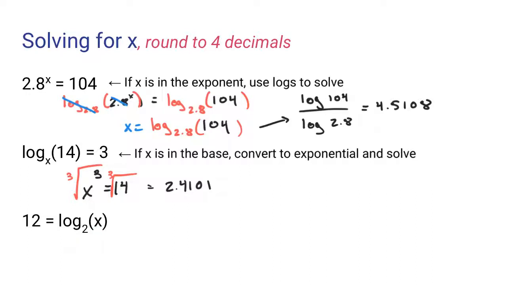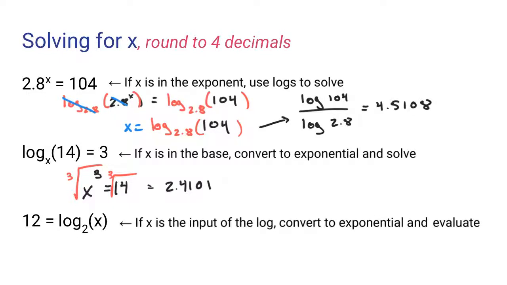Finally, we have an example where the variable, the unknown, is in the logarithm. So we know the base, we know what you're supposed to get out, and so we're going to also convert this into an exponential. So in doing that, we know what our base is. Our base has to be 2. We also know what the output of our logarithm is. It's got to be 12 because that's what the output is here.